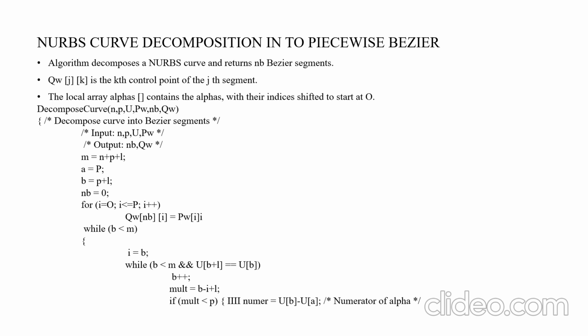Qw[j][k] is the kth control point of the jth segment. The local array alphas contains the alphas with the indices shifted to start at 0. This is the algorithm. The input will be in these variables, and the output will be in these.